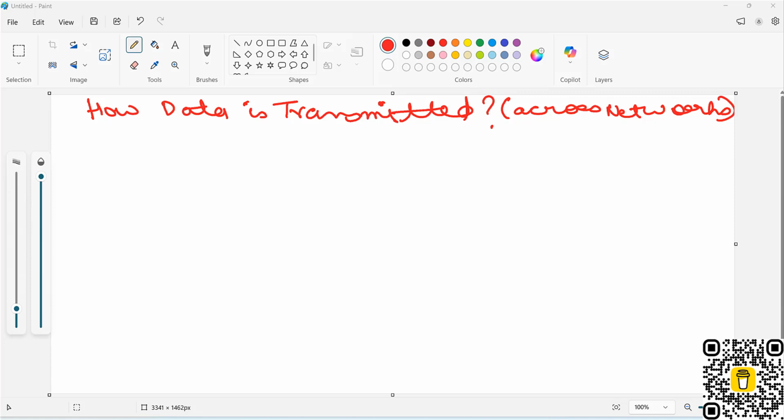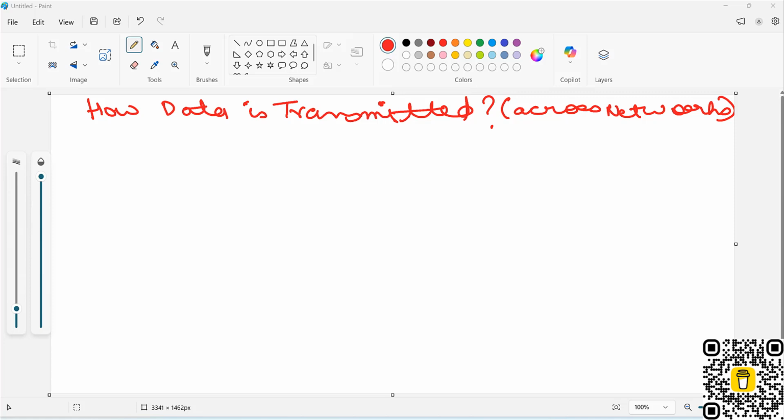Hello everyone. In the last video, we discussed how various input devices convert human readable form into bits, and how output devices convert the computer understandable bits to human recognizable form. Now I am going to discuss how, once the data is converted into a series of bits, the data is transmitted.